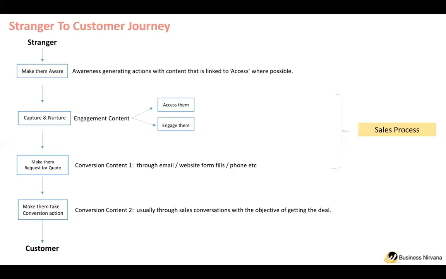This capture and nurture and the request for quote stage is generally known as the sales process. Depending on where you are and what business you do, this could be an RFP, a request for proposal, or someone could ask for a quote at this stage, but it's something that makes them take an action towards conversion. So this is literally the stranger to customer journey that we want them to take. Today, we're going to focus on the very first part of this journey, which is to make them aware. How do we do it? Through certain awareness generating actions coupled with content that is linked to access where possible. This is literally the central part of this journey.